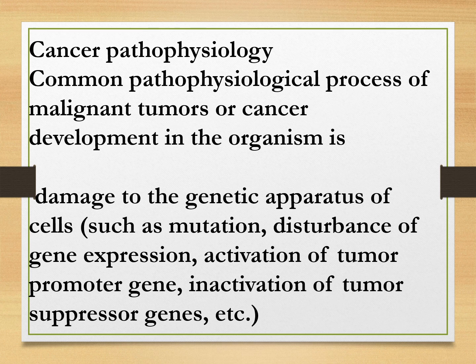Now, cancer pathophysiology. The common pathophysiological process of malignant tumors or cancer development in the organism is damage to the genetic apparatus of cells. This damage includes mutation, disturbance of gene expression, activation of tumor promoter genes, and inactivation of tumor suppressor genes.